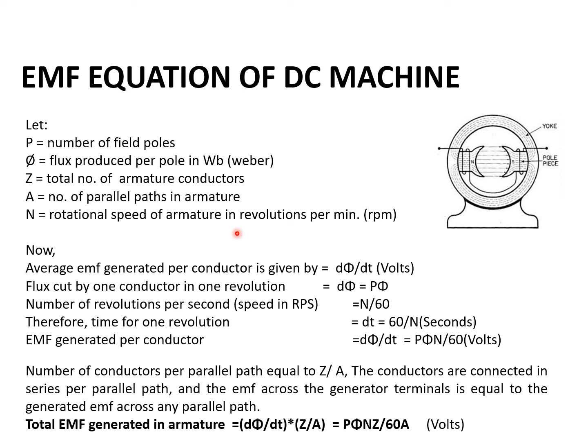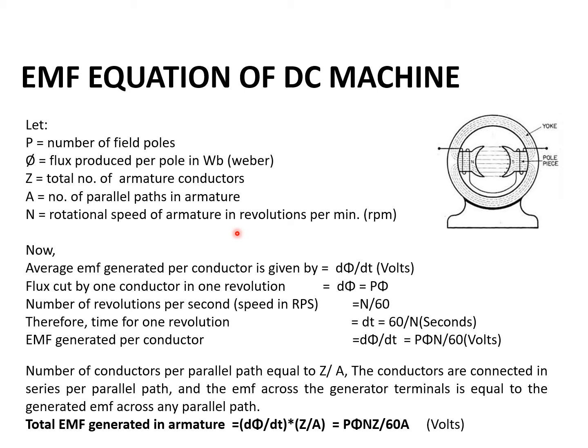Now we know that whenever the conductors cut a magnetic flux, EMF will be induced. So the average EMF generated per conductor is given by d phi upon dt. It means how much flux changes per unit of time.